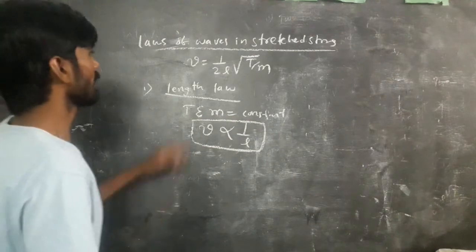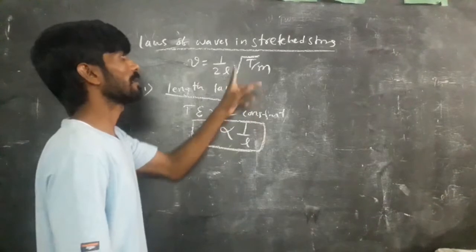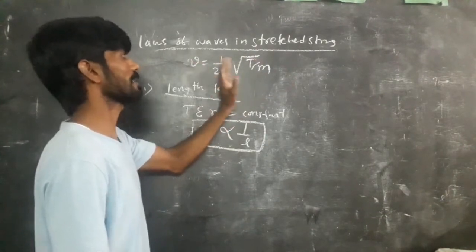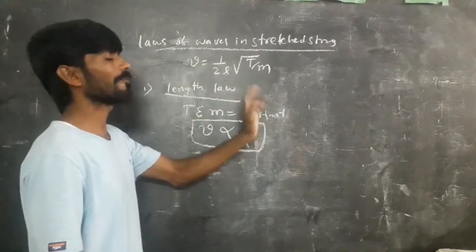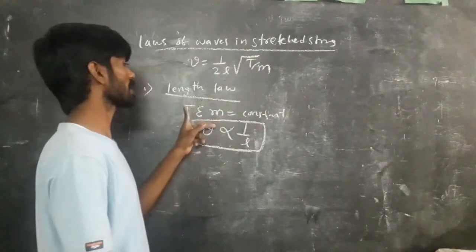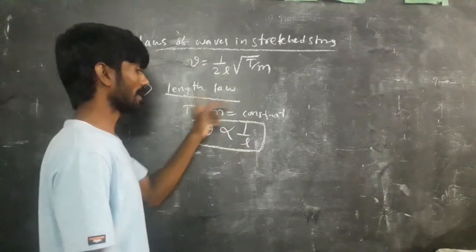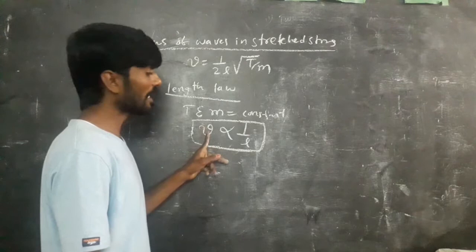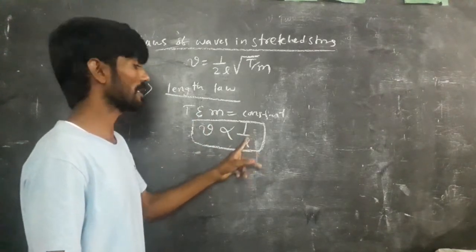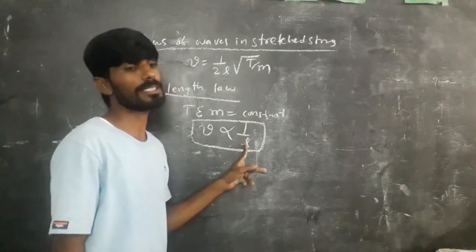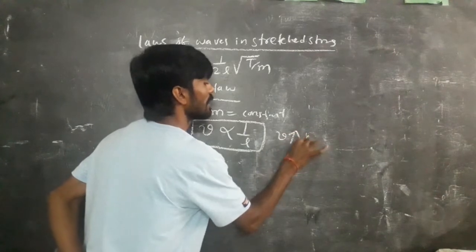So once again, the length law in a stretched string. If we are discussing the length law, everything remains constant except the frequency and the length. For a stretched string with constant tension and linear density, the frequency of the string is inversely proportional to the length of the string. That means when the frequency is increasing, the length is decreasing.